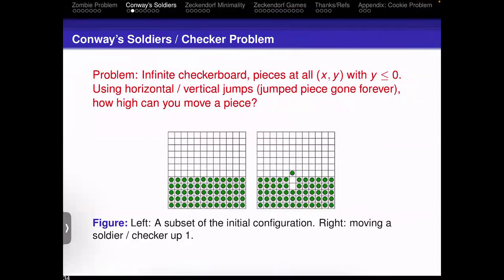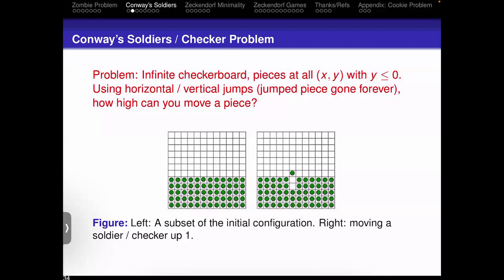All right, so his problem is the following. Imagine you have an infinite checkerboard, and so I will draw the pieces from row 0 downward. Everything is filled with a checker. And checkers can jump either horizontally or vertically, and when you jump over a piece, the piece you jump over is removed. Here is the canonical way to move a checker up to row 1. Everybody agree that this was not that challenging?